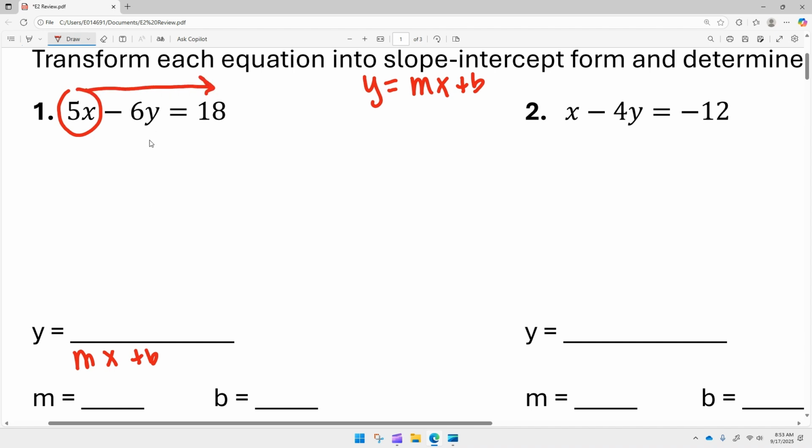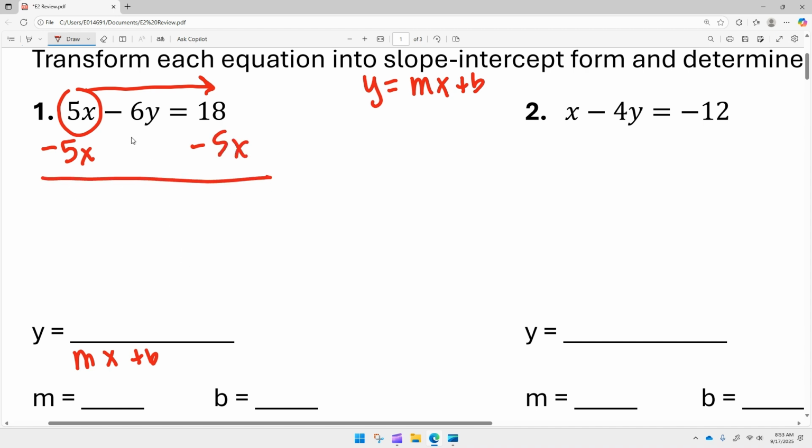In order to move it over the equal sign, I need to do the opposite operation of the current operation that it is. So currently 5x is plus 5x. That means we're adding 5x. So we are going to do the opposite operation, which is minus 5x. So we are going to subtract 5x from both sides.